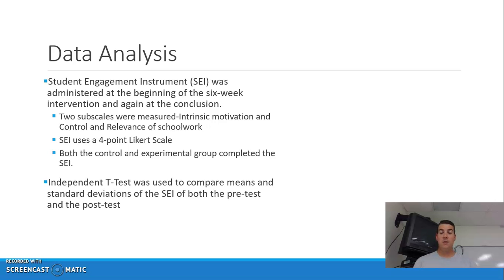At the end of the intervention, an independent t-test was used to compare means and standard deviations of the SEI of both the pre-test and the post-test.